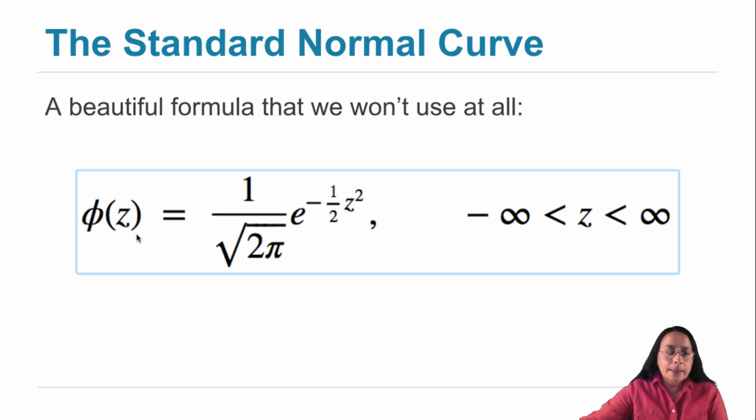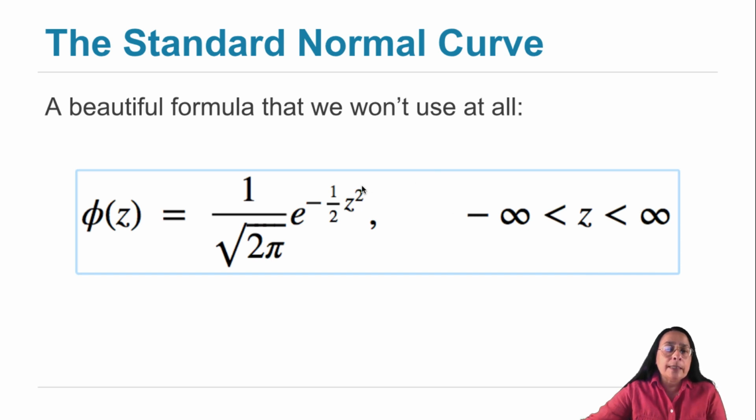This, as a function of z, is a function of z squared. So, for example, whatever value you get for z equals 2, you'll get exactly the same value for z equals minus 2. Whatever value you have for z equals 1, you'll get exactly the same for z equals minus 1. In other words, the function is symmetric about 0.